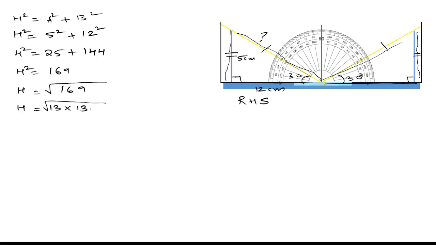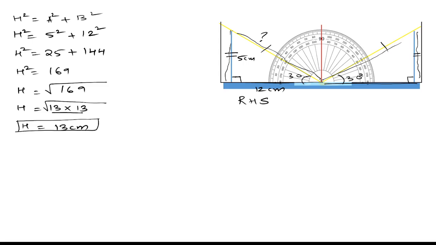Otherwise, you can go for one more step. 13 into 13 is 169. Whenever we have a pair inside the root, we can take a single number. So that is 13 centimeter. This is the length of the hypotenuse, or you can say the length of the path, or the length of the incident ray. If the incident ray is 13 centimeter, what can you say about the reflected ray? That is also 13 centimeter.